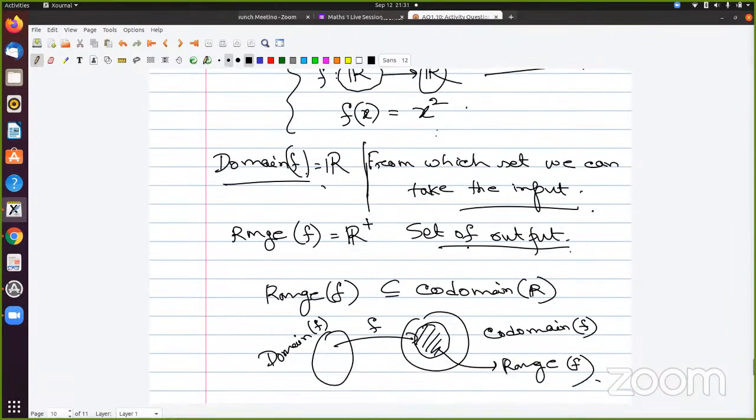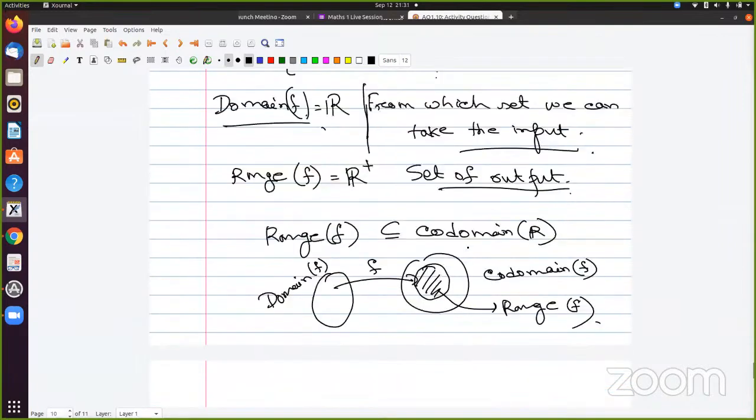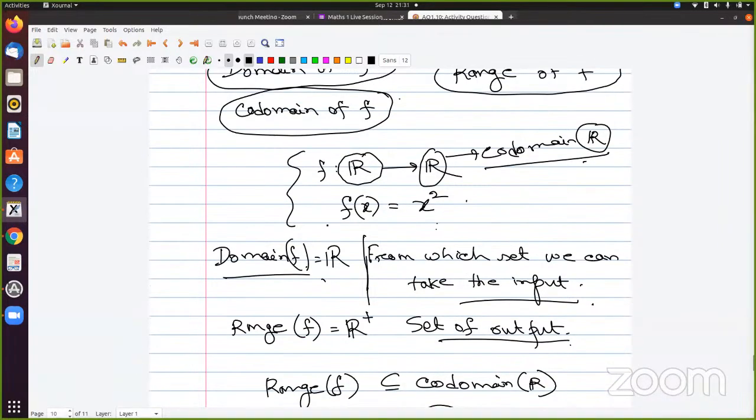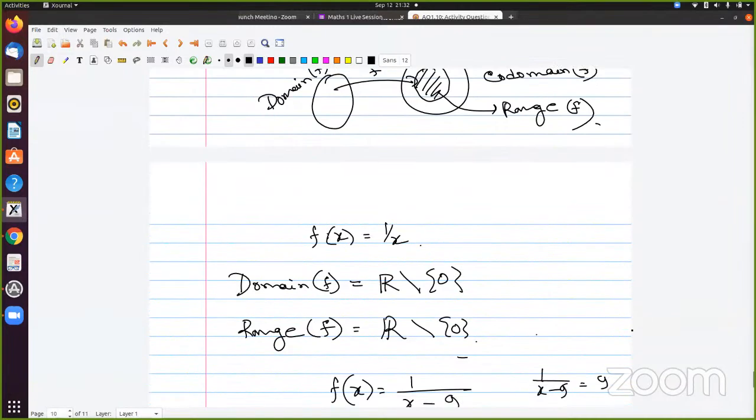Now, sir, for the second one, I didn't get the domain for the first one. What input can you give to the function? Can it be any real number? Any real number. So that's my domain, R, from minus infinity to infinity. Okay. Now for 1 by x.